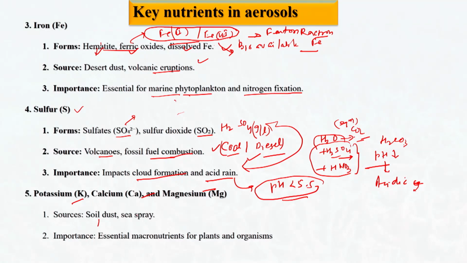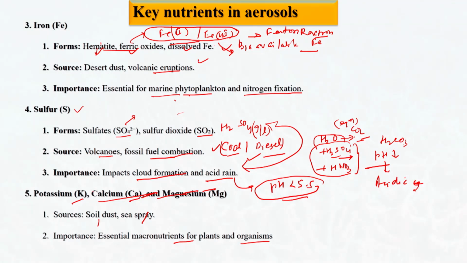Their main sources are soil dust and sea spray. Calcium and magnesium are very important. I discussed in the previous slides that they are the main composition of the dust, so they can come from the dust or sea spray. They are essential micronutrients for the plants and organisms, and very important.